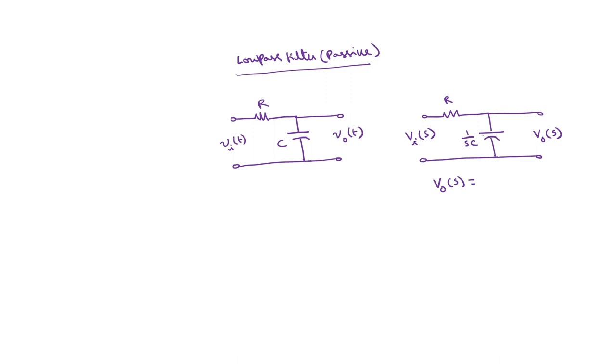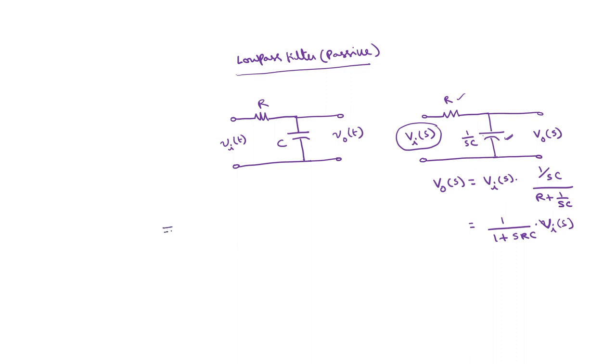This is voltage division. This Vi of S is going to distribute between R and 1 by SC. I want the voltage across 1 by SC. So this is equal to Vi of S into 1 by SC divided by R plus 1 by SC. So SC will get cancelled. You will get 1 over 1 plus SRC into Vi of S.